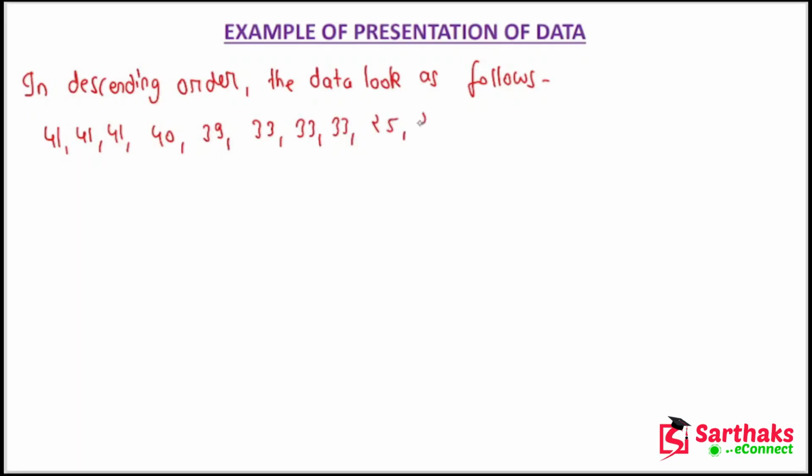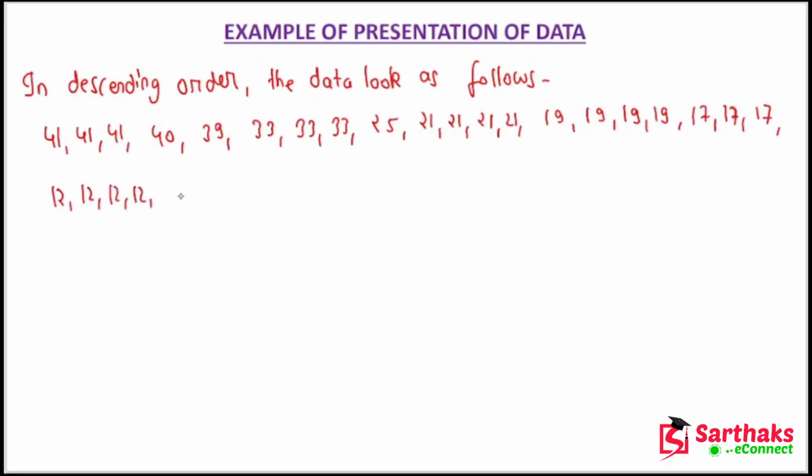After that, 4 students got 21 marks, right? Then again 4 students got 19 marks. So these were the 4 students, right? Then 3 students got 17 marks. So these are the 17 marks, right? After that 4 students got 12 marks. At last 1 student got 10 marks, 1 student got 8 marks, 2 students got 5 marks, and 2 students got 1 mark.